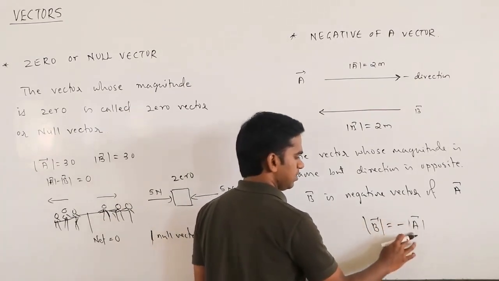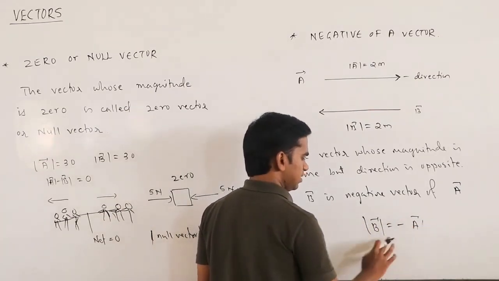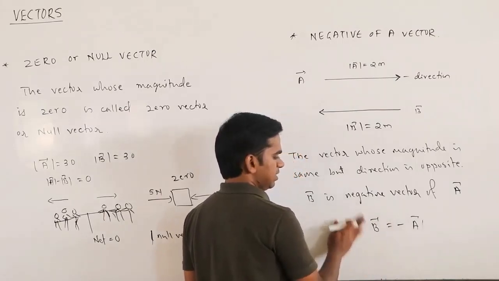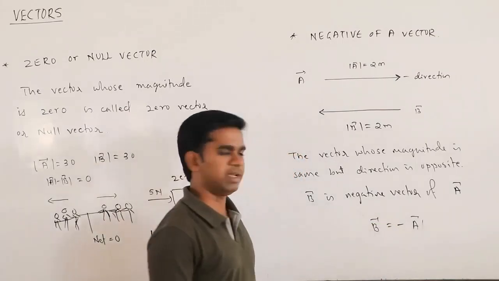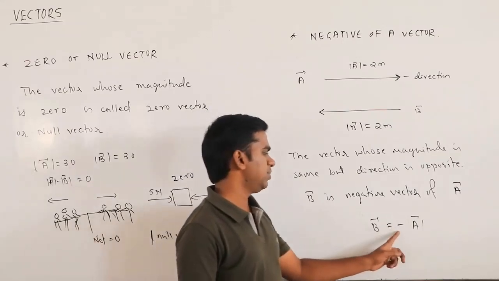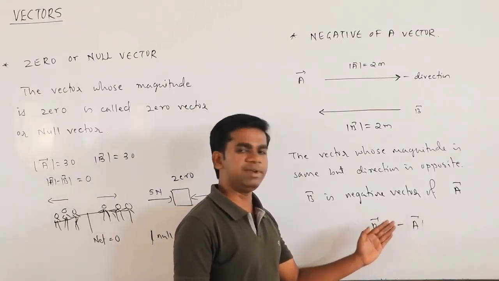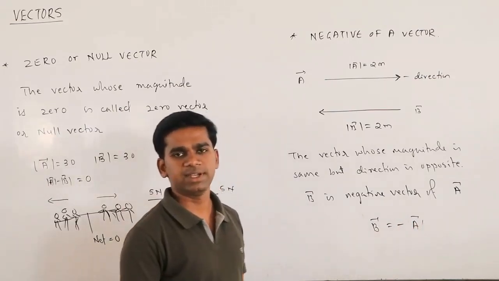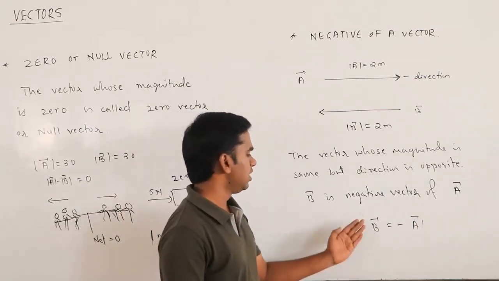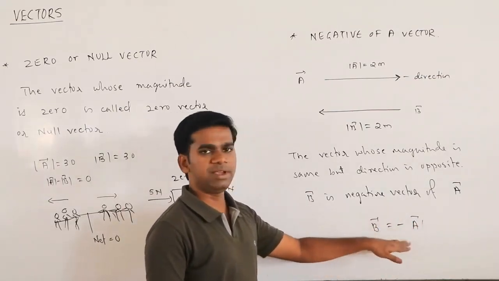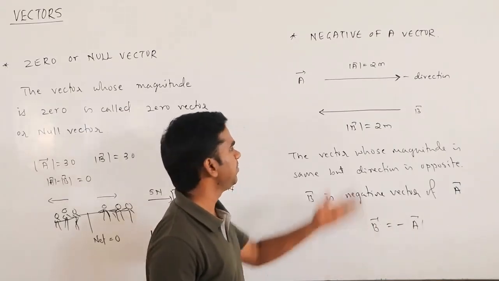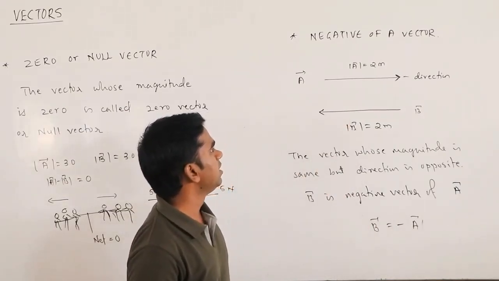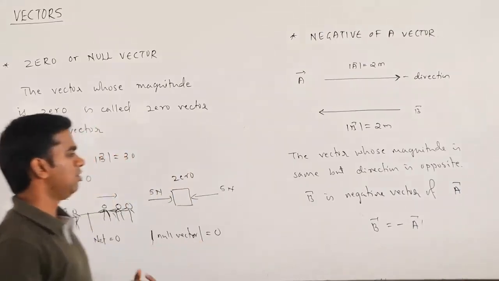Better, there is no need to mention it like this. We can simply say vector B equals minus of vector A. This negative indicates what? This negative indicates that the direction of vector A is opposite. Direction of vector B is opposite to A, or A is opposite to B, whichever you say, it is correct. So this is the negative of a vector.